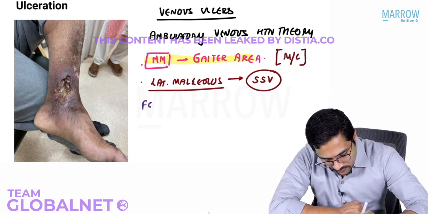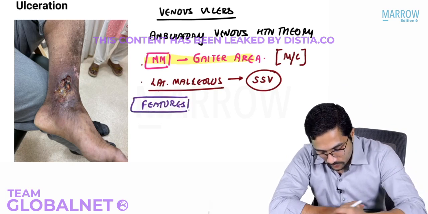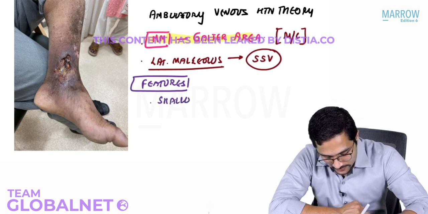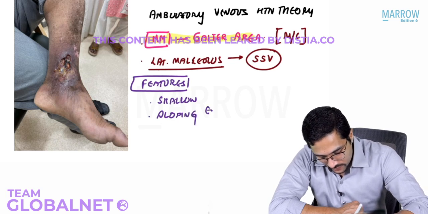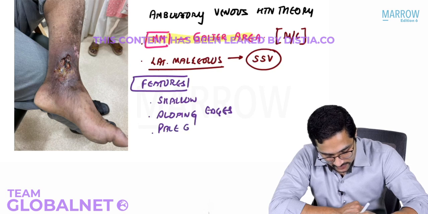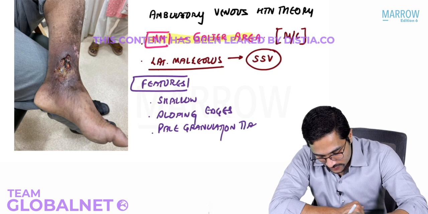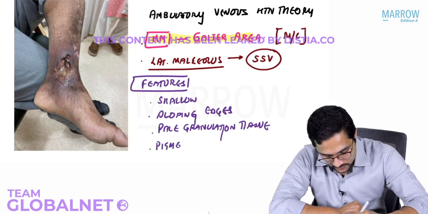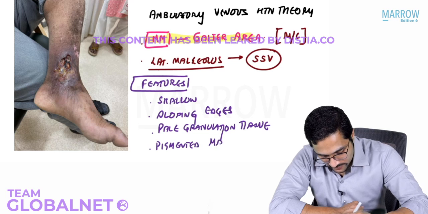Now the features of these ulcers, I've covered this in the common ulcer module as well, but I'm going to repeat it here. The features are, it is a shallow ulcer, with sloping edges. There is pale granulation tissue on the floor, and it has pigmented margins, which I've told you are because of hemosiderin.